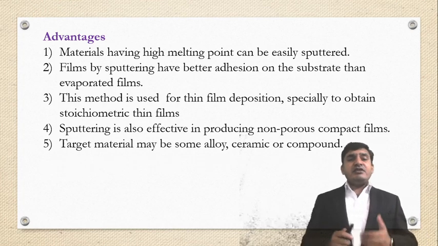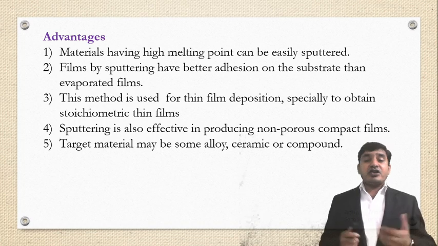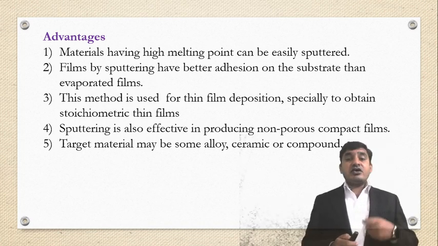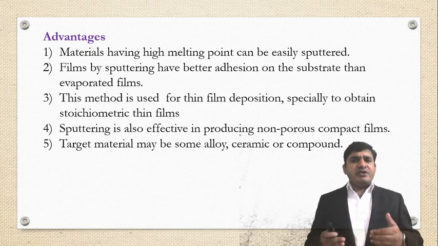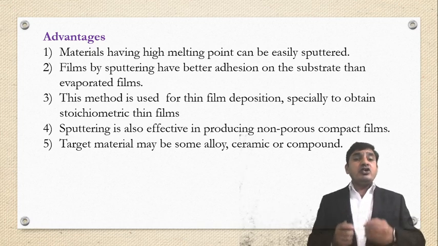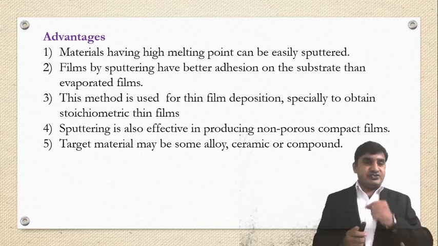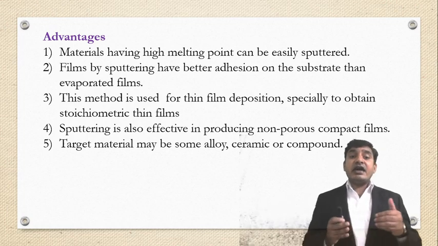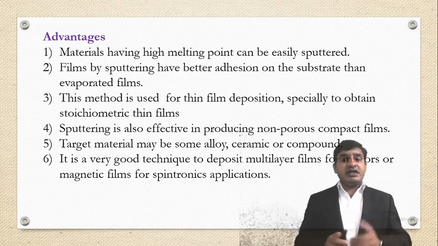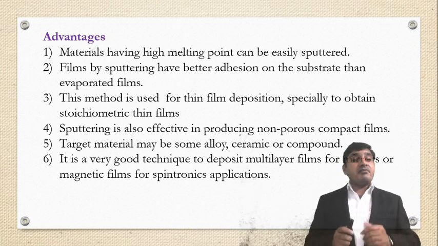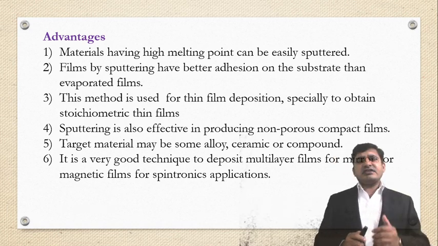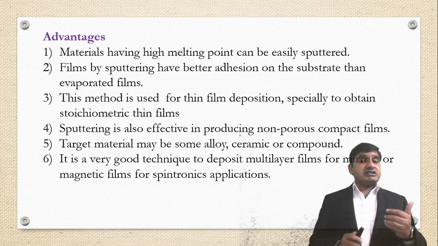The target material may be some alloy, ceramic or compound, and we can make thin films of alloy, ceramic or compound. These thin films are non-porous. It shows good stoichiometric thin films, and there is also better adhesion. It is a very good technique to deposit multi-layer films for mirrors or magnetic films for spintronic applications. So these are the advantages of the sputtering technique.